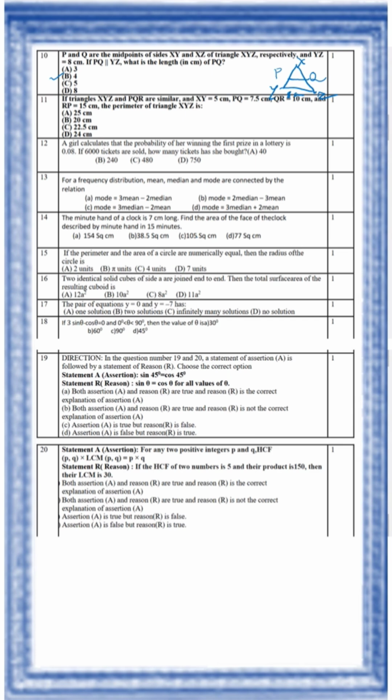Perimeter is equal to 32.5. How can you find the perimeter? By adding PQ, QR and RP.